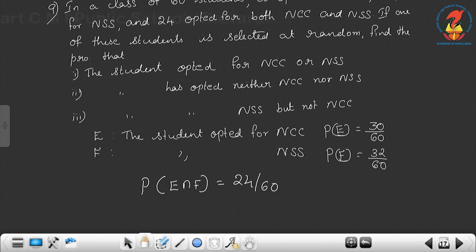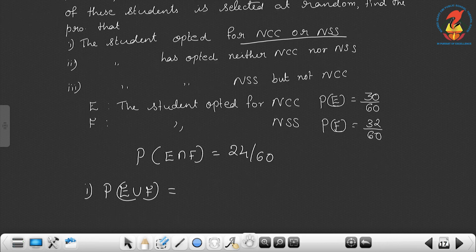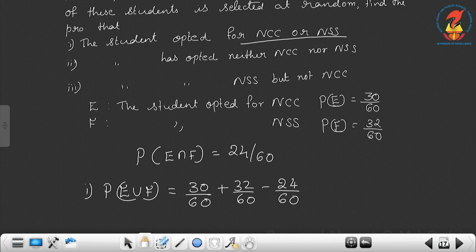Now, what is the first question? We have to find NCC or NSS, means the notation E union F. P of E union F is equal to P of E plus P of F minus P of E intersection F. 30 by 60 plus 32 by 60 minus 24 by 60. So, 32 minus 24 is 8. So, 38 by 60 or it is 19 by 30.